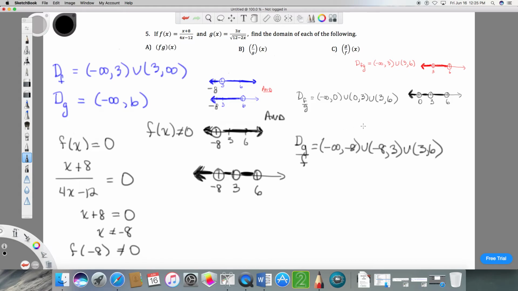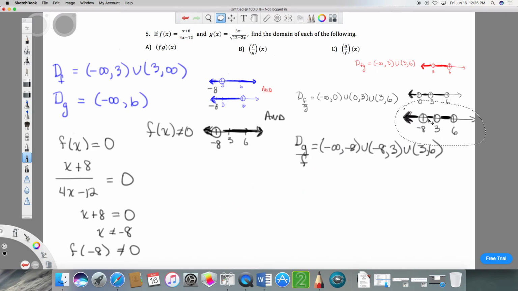All right, so there's our final answer, and you can see in this picture, like I said, that it's almost the answer that we had in A, but it had additional restrictions. It threw out 3 just like our domain of FG did, and it threw out 6, but it also threw out -8 because it was -8 that caused division by 0. So here's the domain of the 3 answers that they wanted.